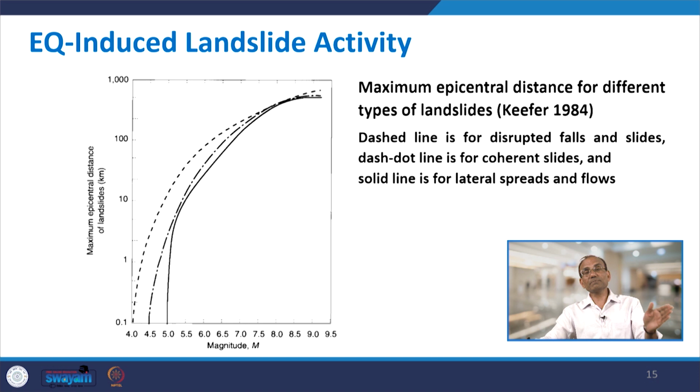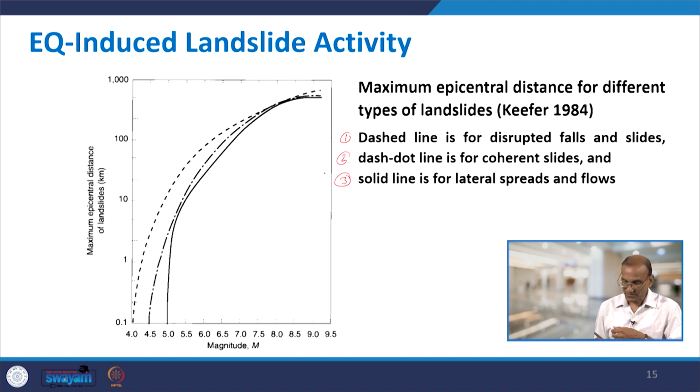The result has been presented in the form of 3 curves. The dashed line is for disrupted falls and slides. If I categorize them as 1, 2 and 3, then number 1 is the dashed line, number 2 is the middle one, and number 3 is the solid line.